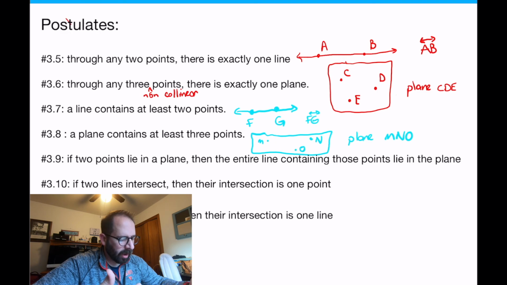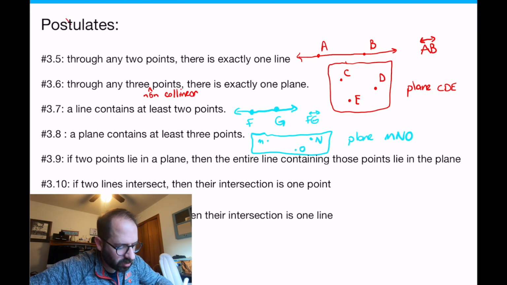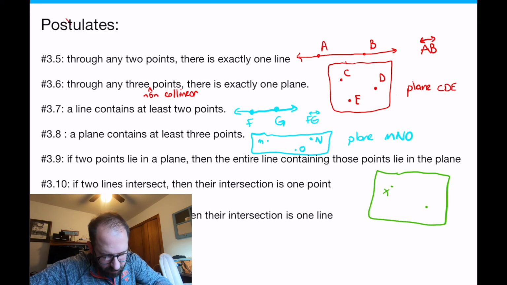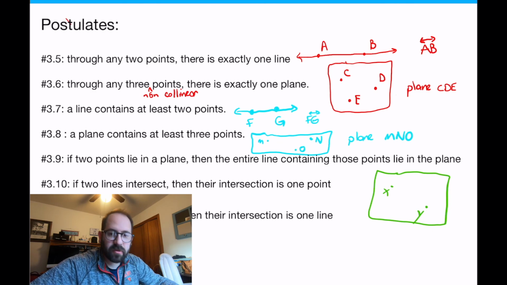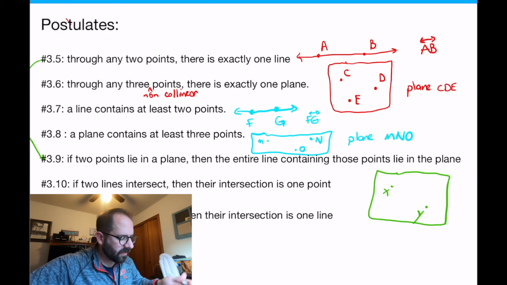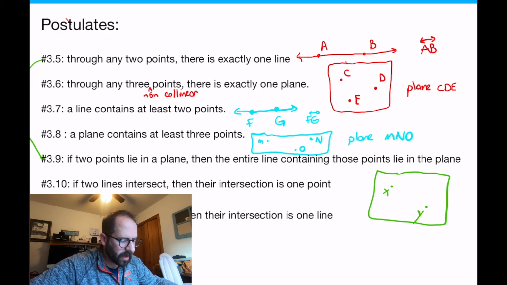So, 3.9 here talks about 2 points that lie on a plane. Let me draw this out for you. So you have your plane, and I have 2 points on it. Let's call these X and Y. 2 points that are on my plane. Again, this is 3.9. What they're saying is that the line that contains those points also is on the plane. Well, that makes sense, because if I go back to 3.5 here, 3.5 talks about, through any 2 points, there's exactly one line.